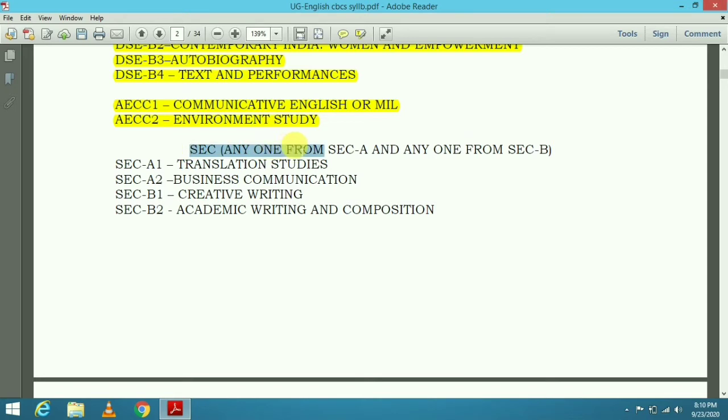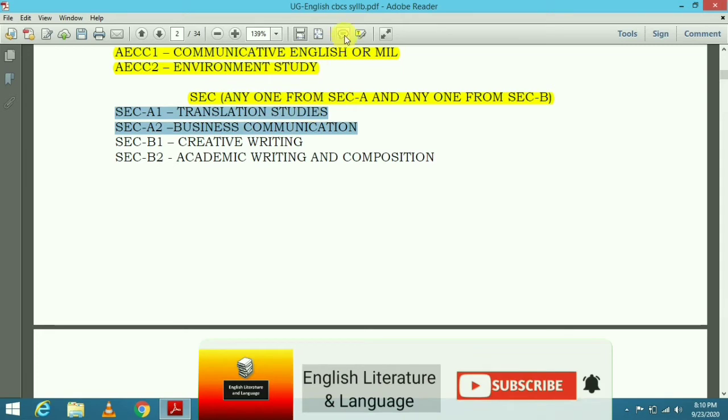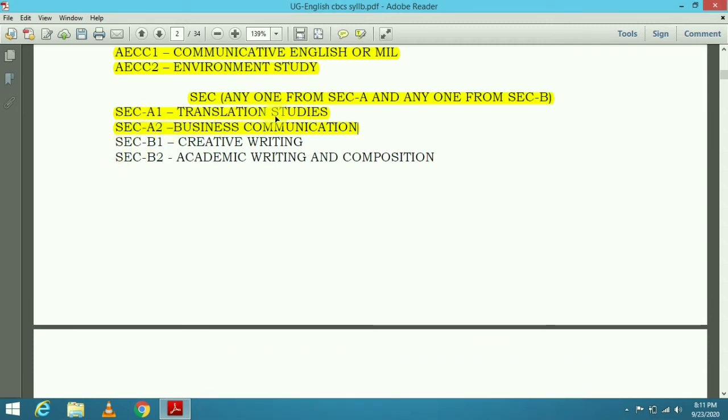Now the SEC course, and here it says any 2 from section A, I mean SEC A, and any one from SEC B. So you have to choose only any one from these 2, and these 2 are translation studies and the other is business communication. You have to choose only one. I think translation studies will be better.